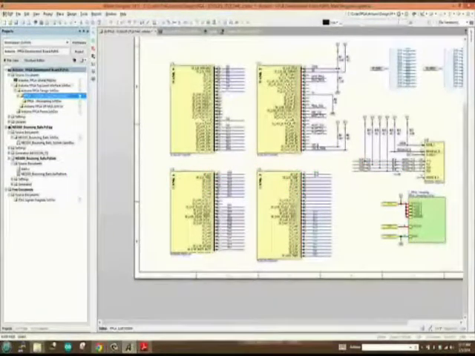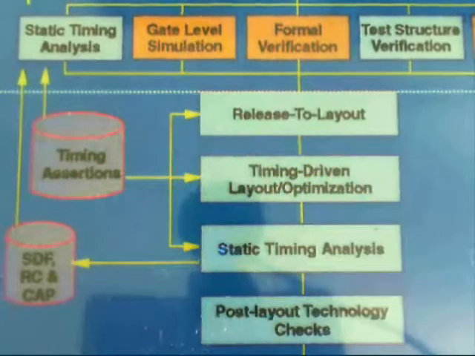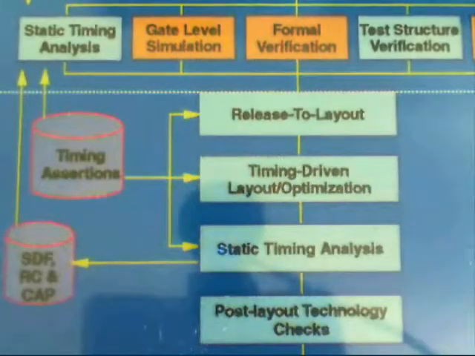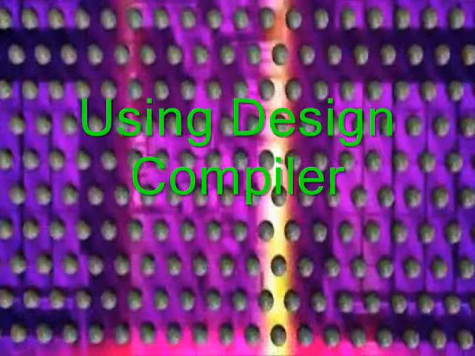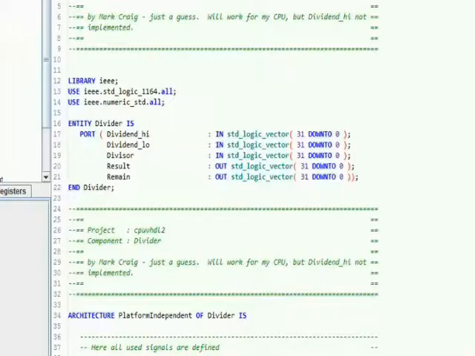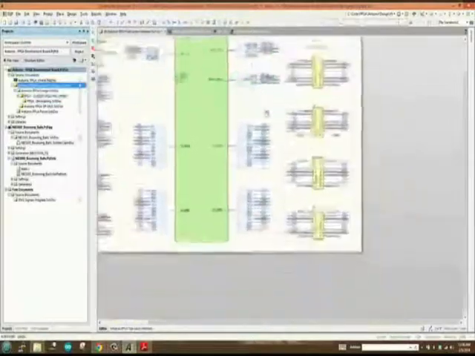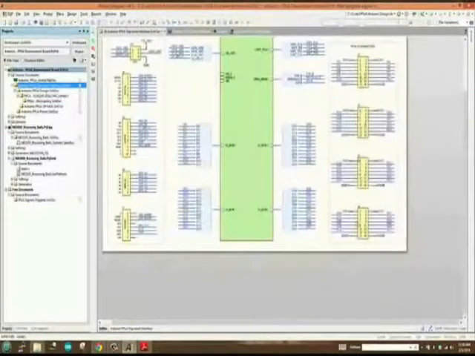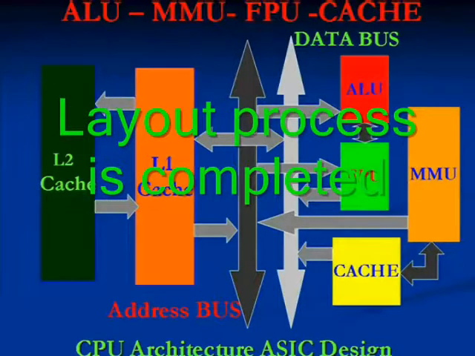The synthesis process was divided into two segments. The first segment employed a bottoms-up approach using Design Compiler in which all top-level blocks were synthesized using estimated constraints. Also, the layout process was completed. Here, the gate-level netlist is converted to a complete physical geometric representation.